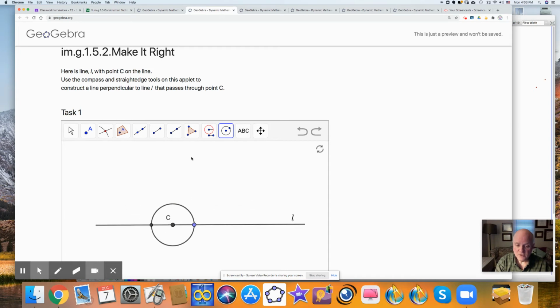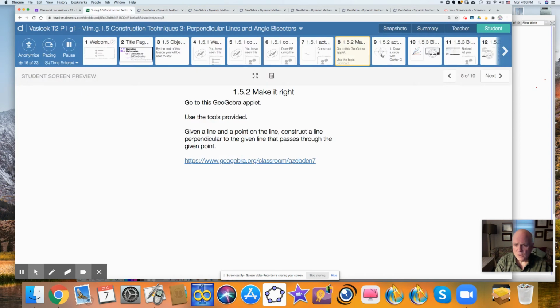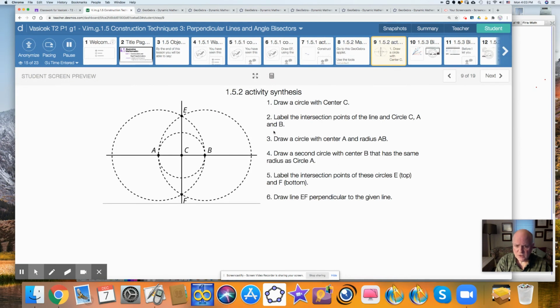You can watch the video if you need extra help for this particular activity. Here are some instructions, if you want to do it step by step.